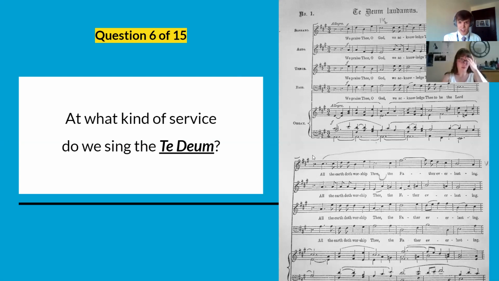Question number 6. This piece, as you can probably see, is called Te Deum Laudamus. We praise thee, O God. We want you to tell us what kind of service we would sing this piece at. What kind of service do we sing the Te Deum at? It's not the most common service we do, so you might have to think a little bit harder.